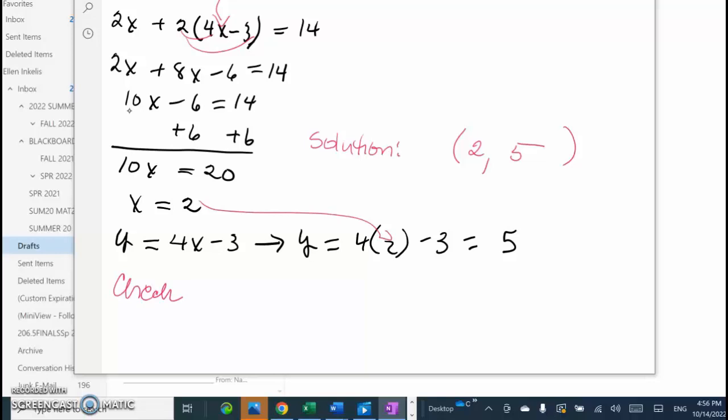Go back to the original two equations, make sure it checks for both. So the first was y equals 4x minus 3, and the other equation was 2x plus 2y equals 14. So let's see what we get.